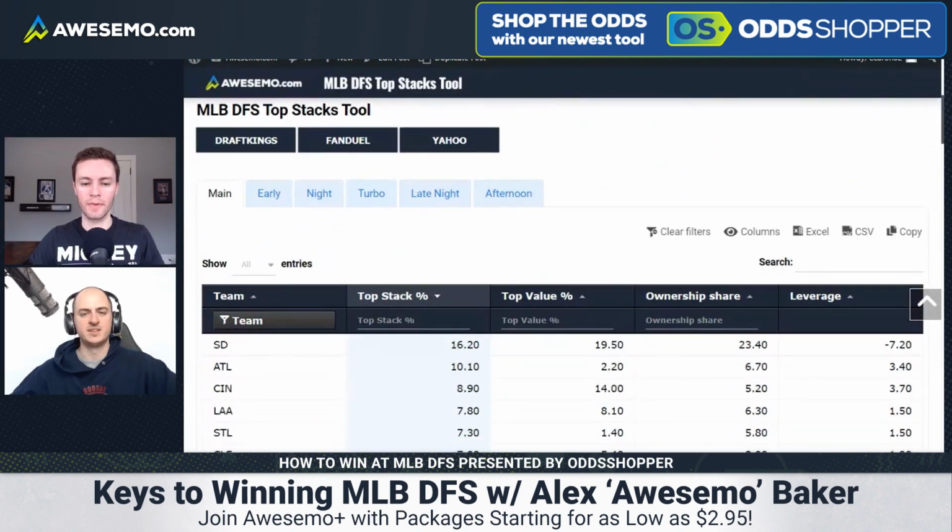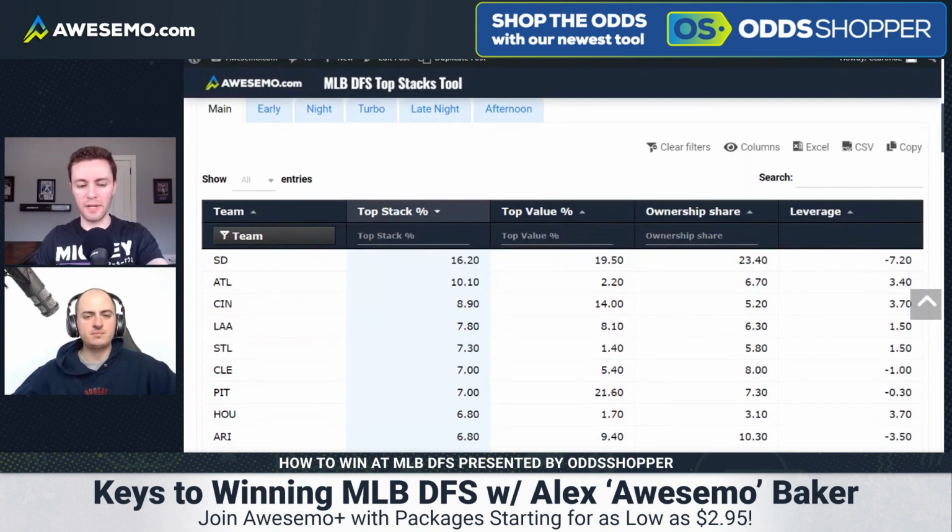And then just looking at the top stacks page for reference, to what you were talking about before, we have the Padres projected for a 16.2% chance to be the top stack of the slate, while also projecting for a 23.4% ownership share. For somebody who's looking at this information for the first time, what do those numbers mean?